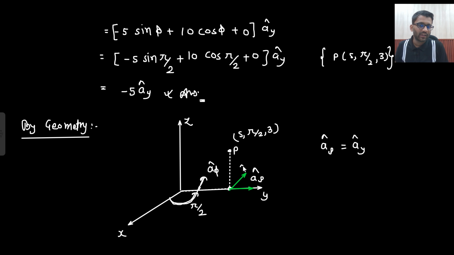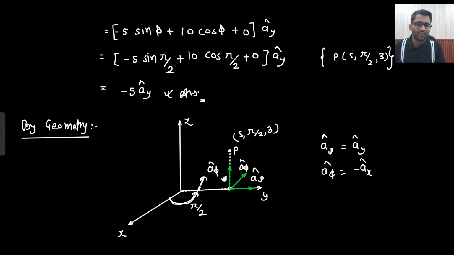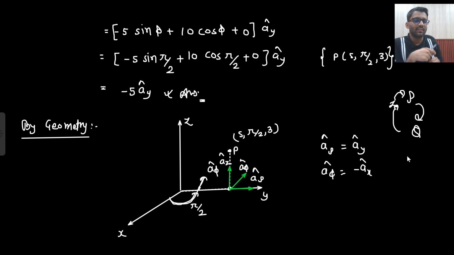So from here I get to know that my phi cap is nothing but minus a_x cap. And what is my z cap? z cap is z cap only. Or from z cap and rho cap as well, you can find the value of phi cap. How will you find it? Rho, phi and z. So z cross rho will give you phi. So what is your phi cap? Minus a_x cap. And what is your z cap? That is a_z cap only.